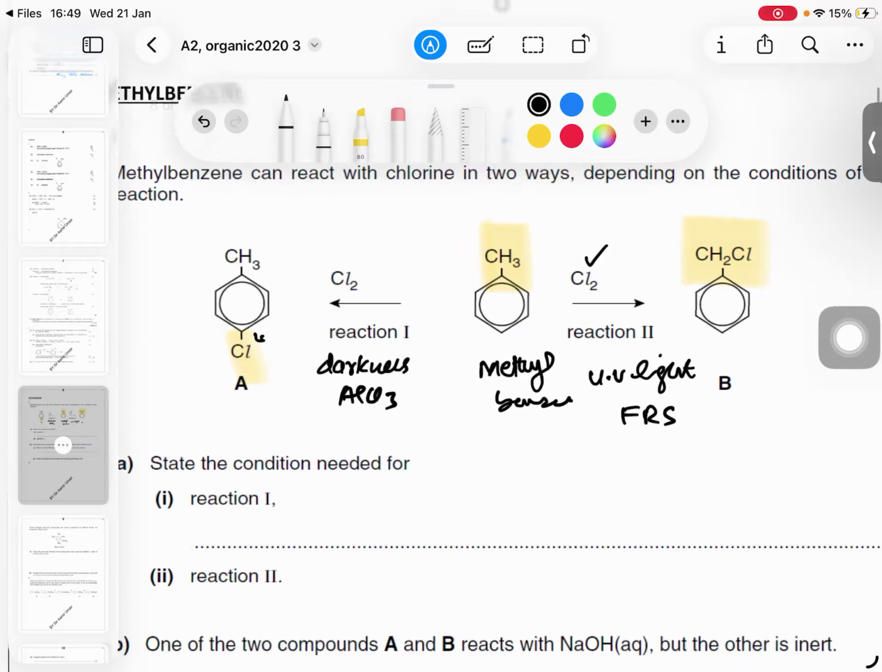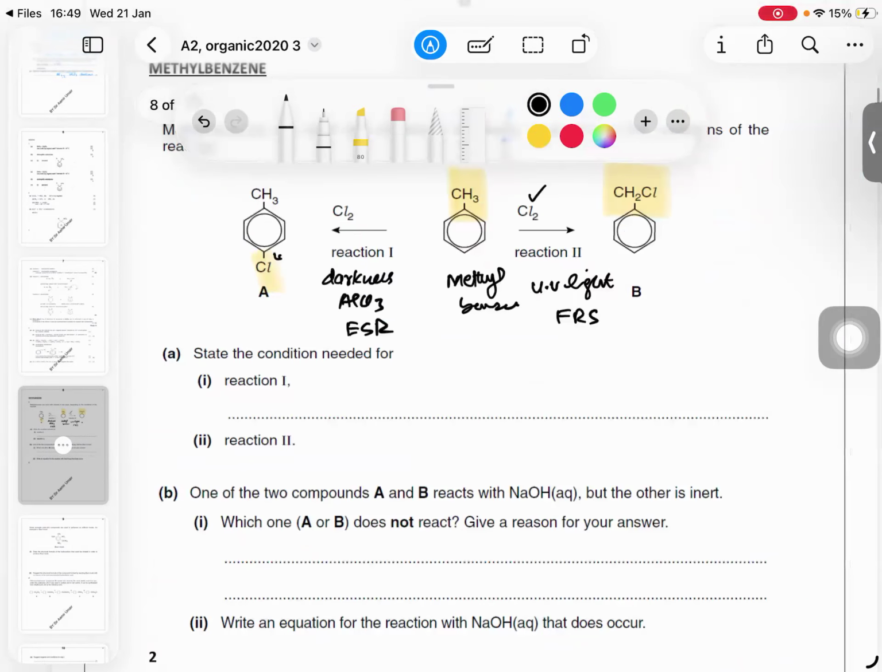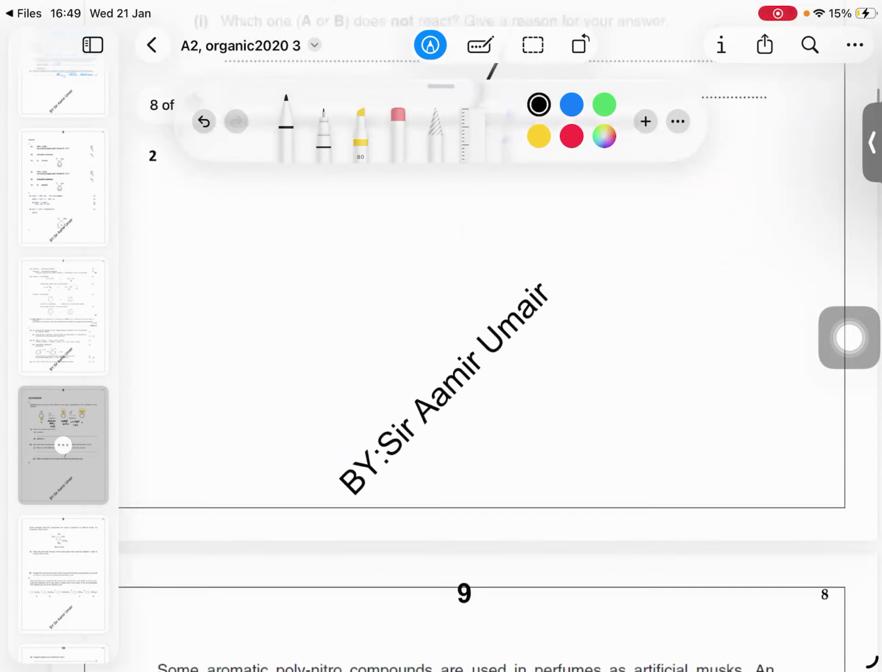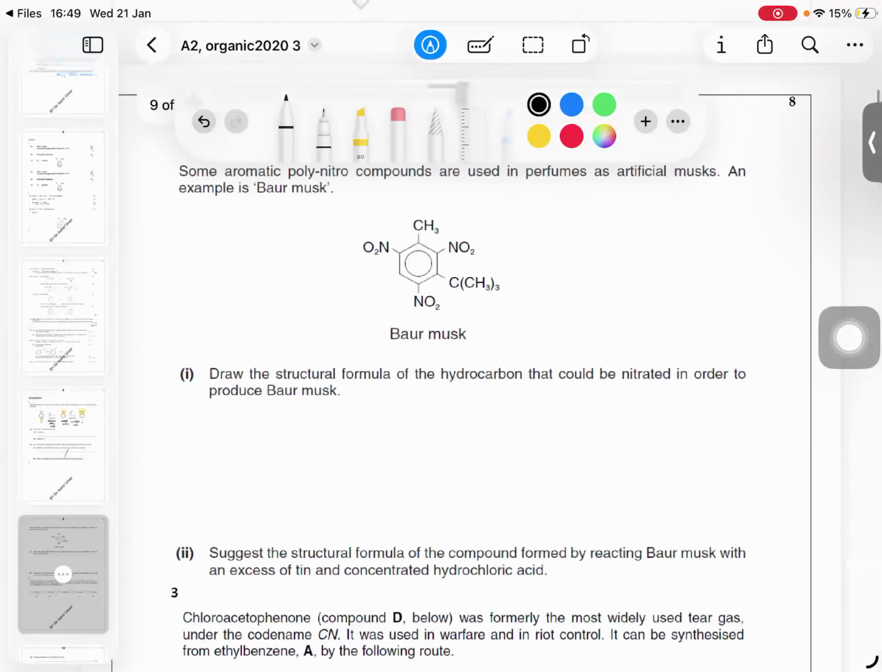He's not asking. Free radical substitution. This is what? ESR. So both cases, chlorine is the reactant, but the conditions make a difference, right? Okay, I think we have not done this yet. Have we done? No, we have not. The chlorobenzene. Okay, next.